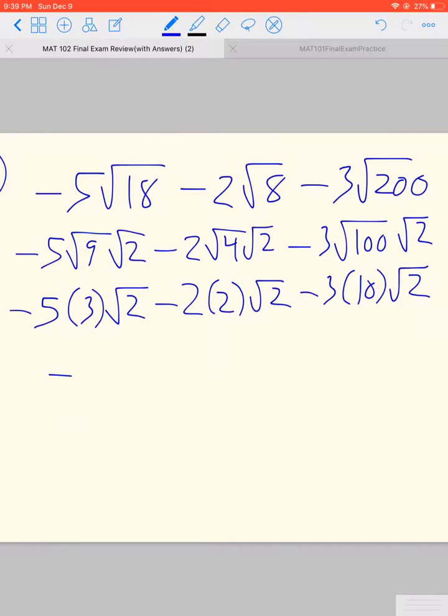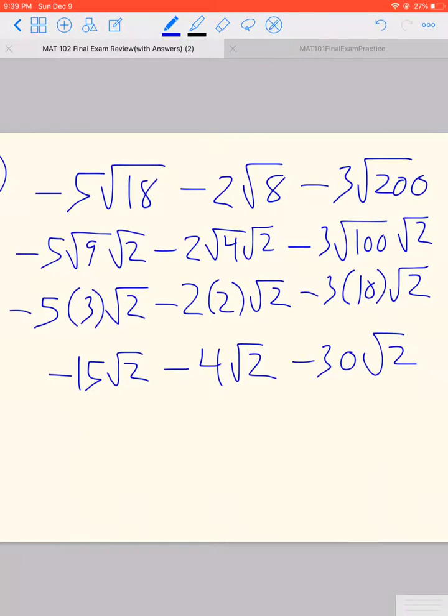Negative 5 times 3 is going to be negative 15 square root of 2. This will become a minus 4 square root of 2. And this one here will become a minus 30 square root of 2. At this point, they're all like terms, so we can combine them. Negative 15 square root of 2 minus 4 square root of 2 minus 30 square root of 2 should give us a total of negative 49 square root of 2.